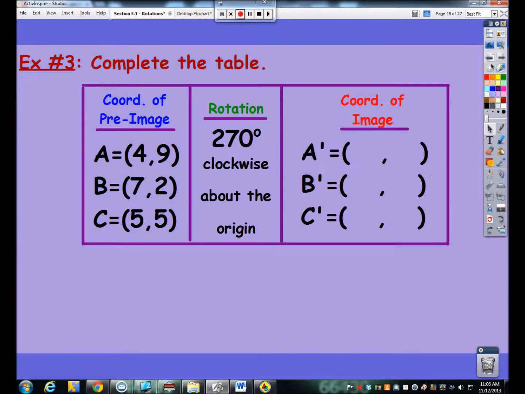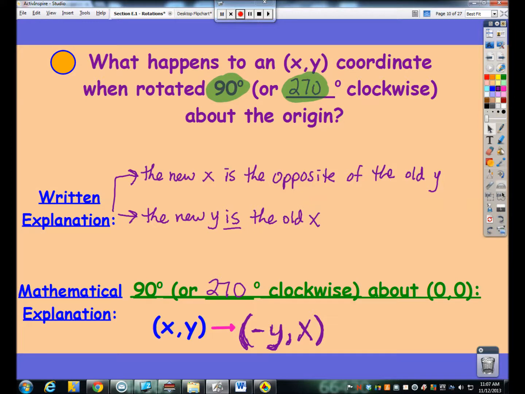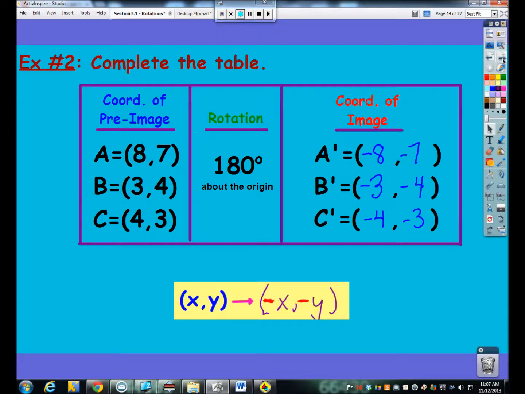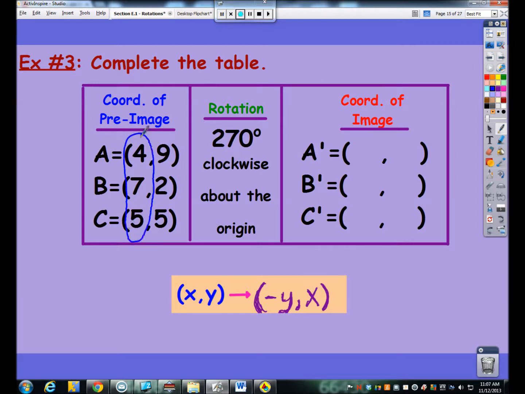Number 3, 270 clockwise. Well, 270 clockwise was the same thing as 90 degrees counterclockwise. So we want to use this rule now. So let's put that into place. So our old x-coordinate is now our new y-coordinate. Okay, so all of our old x's, which would be the 4, 7, and the 5, they get to come over and they are now our new y-coordinates. So that's 4, that's 7, that's 5.